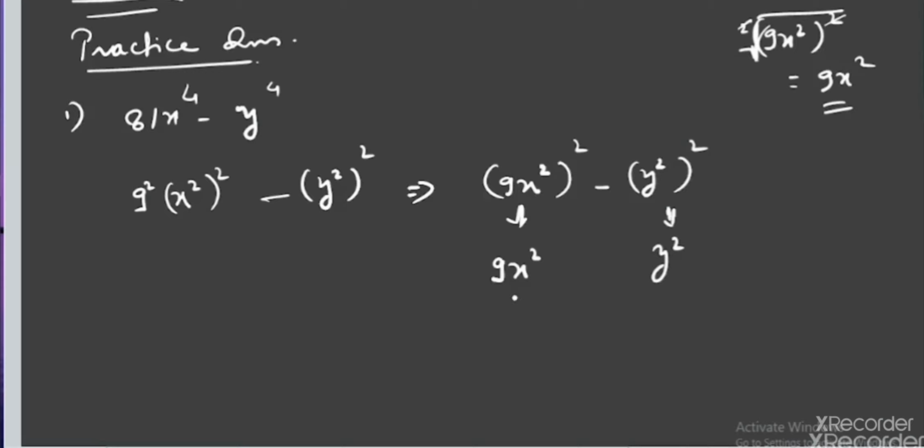The same is done here. So simply, if you see that your number is in a perfect square form, simply you remove the square, you will get the root directly.